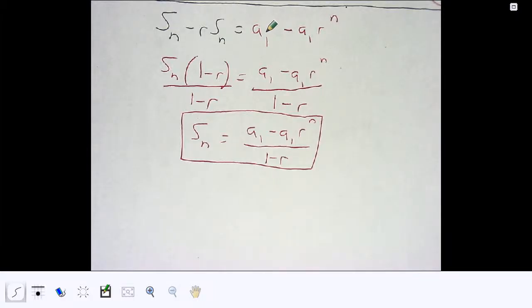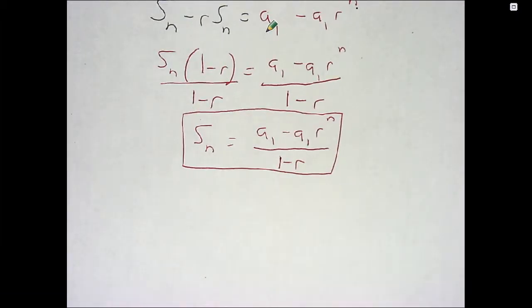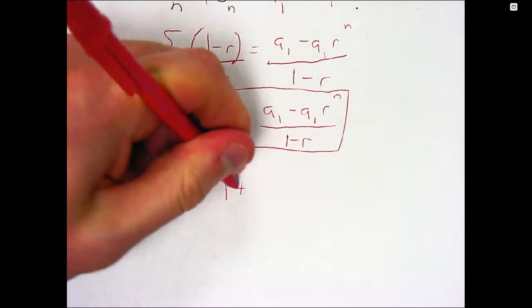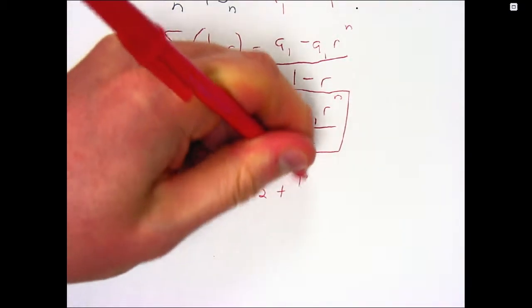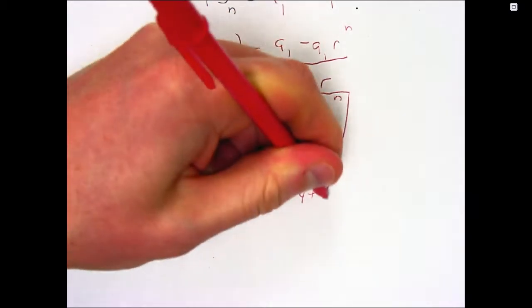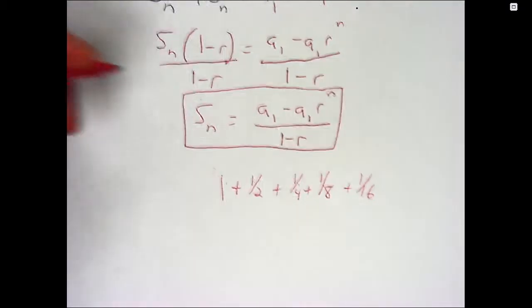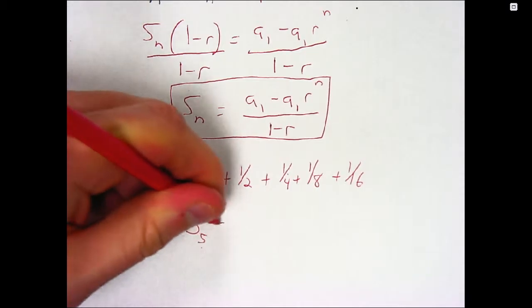So now a couple examples. This is giving me the sum of a geometric series. Let's just say that I wanted to take that series we were working with before and just add up the first 5 terms. So 1, 2, 3, 4, 5. And so we're finding S sub 5.